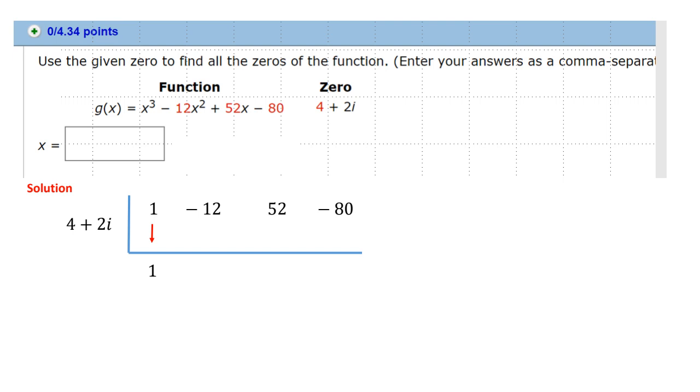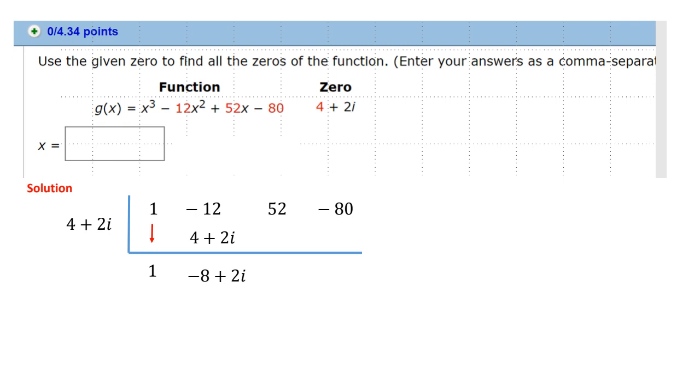Let's look at my polynomial. It's a degree 3. Do I have a placement for all? Yes. 3, 2, 1, constant, and it's in descending order. So let me just grab my coefficients. I have a 1, negative 12, positive 52, negative 80. All right, let's go through this. First thing is I need to multiply 4 plus 2i times 1. That's going to give me 4 plus 2i.